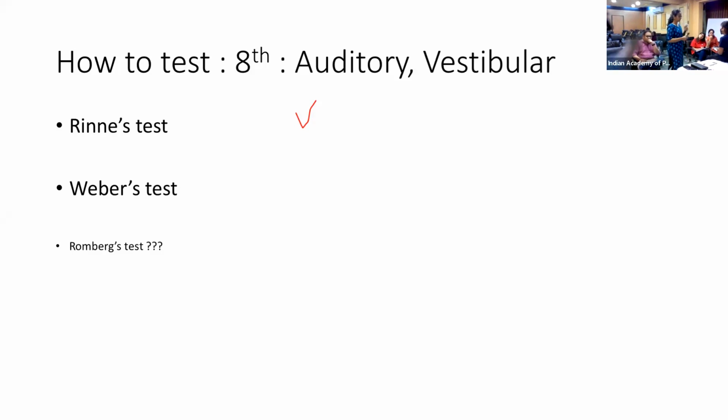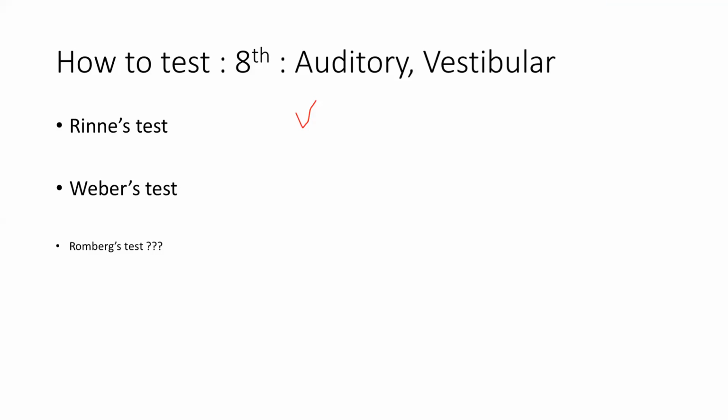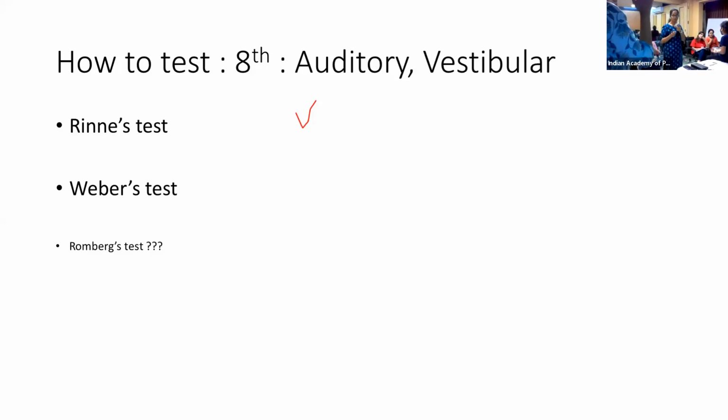So what happens if I have a right-sided conductive deafness and I put a tuning fork on the forehead? Which side will I hear it? Right side, the same side. Why? Because on that side bone conduction is fine. Only the air conduction is affected.